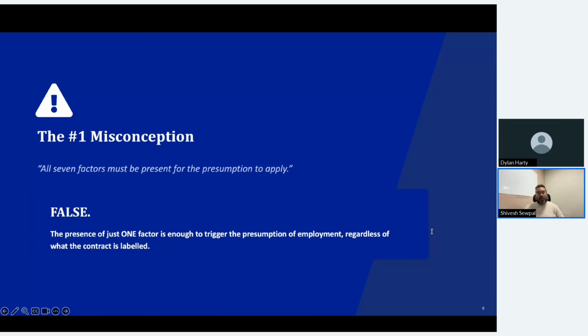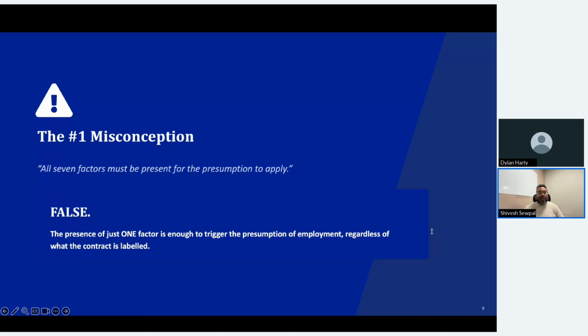This is the misconception I most want attendees to leave today having corrected. A lot of managers assume that all 7 factors must be present before a worker is presumed to be an employee. That is incorrect. The legal position is the opposite. 1 factor is enough to trigger the presumption.